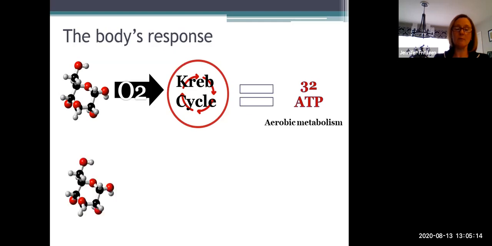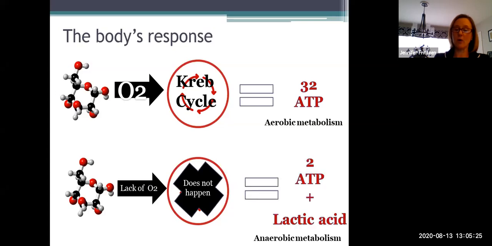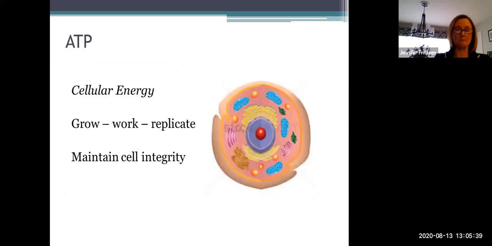But now when we have that same glucose molecule, if I'm not getting enough oxygen to that glucose molecule, the Krebs cycle is not going to happen. And the result of that is going to be only 2 ATP plus this little bonus of lactic acid. And that's really when we're in an anaerobic metabolism. So shock is all about being in an anaerobic metabolism with a little lactic acid on the side. Now this is going to be important because ATP is what gives all of our cells energy. It's the food for the cells. If our cells are going to grow, they're going to work, they're going to replicate, they're going to do what it is they're supposed to do, they have to have enough ATP.